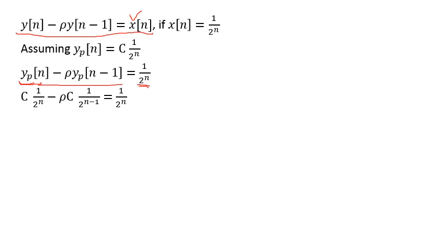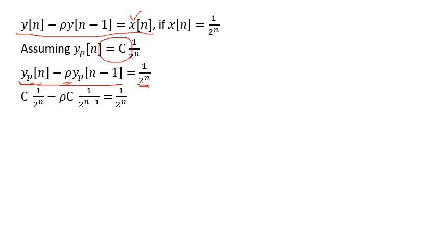Okay, so the third step is that we replace the value of y of p by the value we have assumed. We have assumed that y of p equals c times 1 over 2 power n. So by replacing the value, y of p of n is replaced with c times 1 over 2 power n, minus rho times y of p of n minus 1, which becomes 2 power n minus 1, and this is equal to 1 over 2 power n.